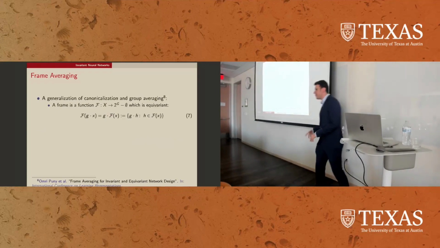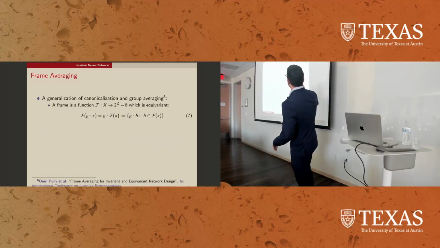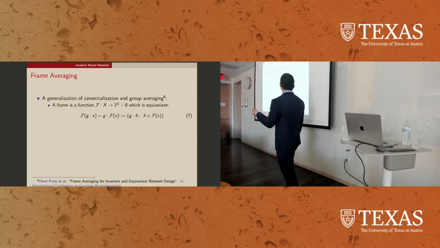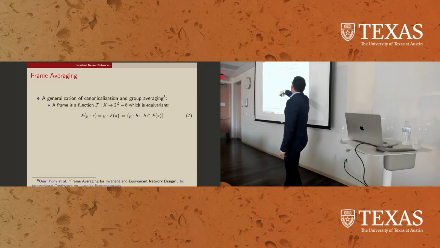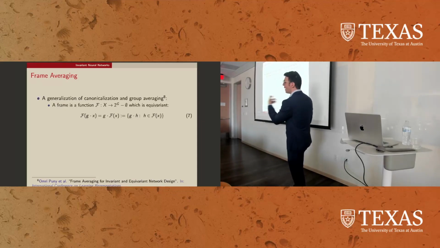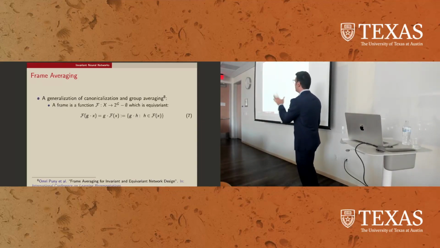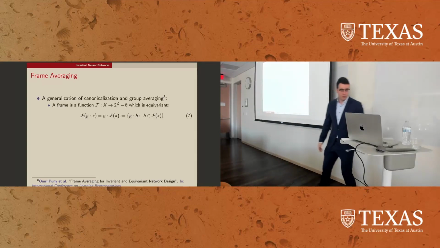But before I get to that, I want to also mention another kind of generalization in between canonicalization and group averaging, which was called frame averaging in the literature. What you do here is you say, given an input x, I have some function to a non-empty subset of my group. So instead of averaging over a single element or averaging over the whole group, I average over some subset that depends on my input. This is frame averaging, right?